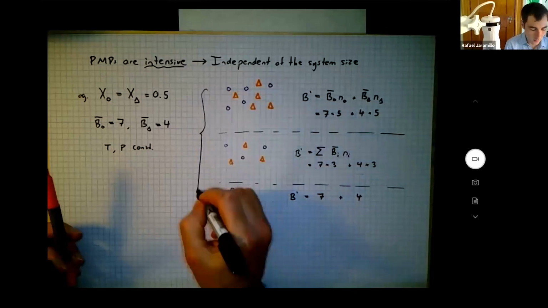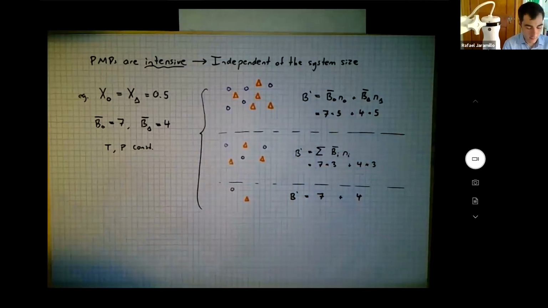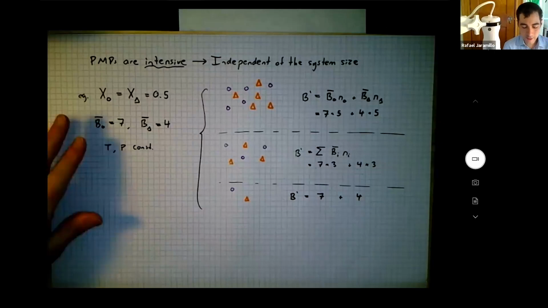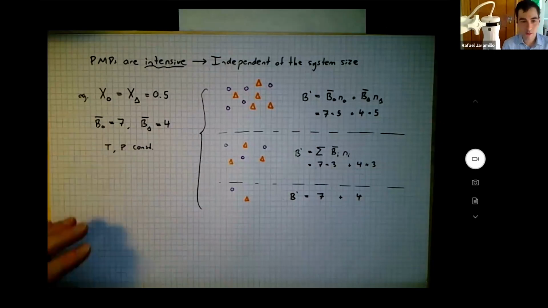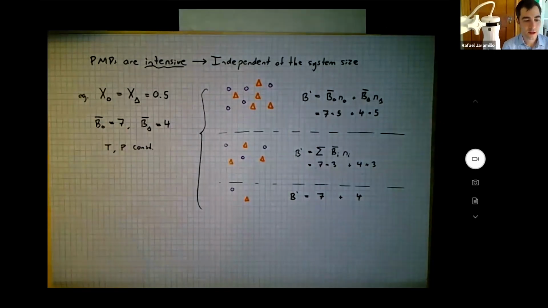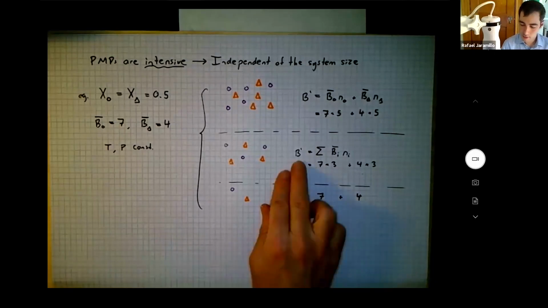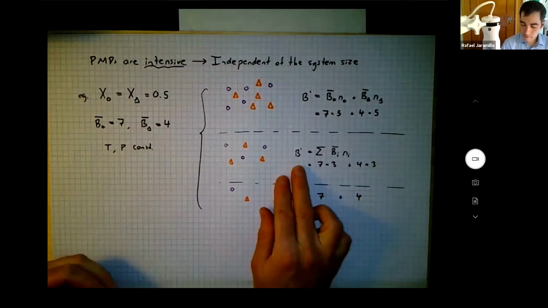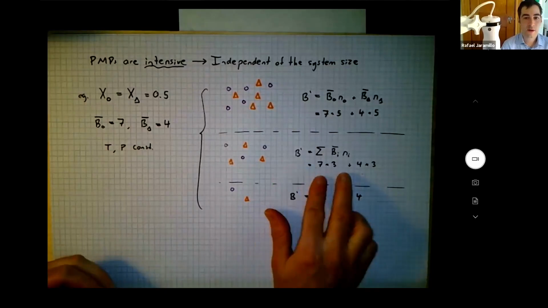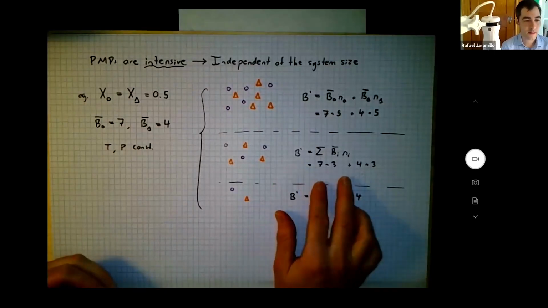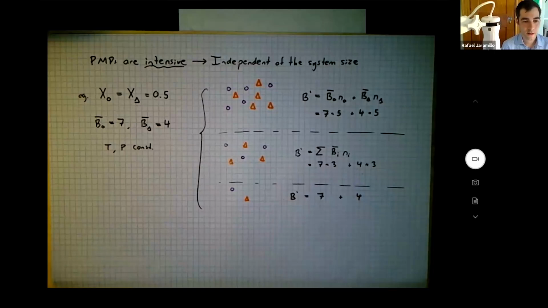So why am I telling you this, right? Why did we just go through this exercise with circles and triangles? It's because we're going to add up partial molar properties a lot. We're going to be doing this quite a lot. And it comes back to this. The whole is the sum of the contributions of the parts according to this bookkeeping scheme.